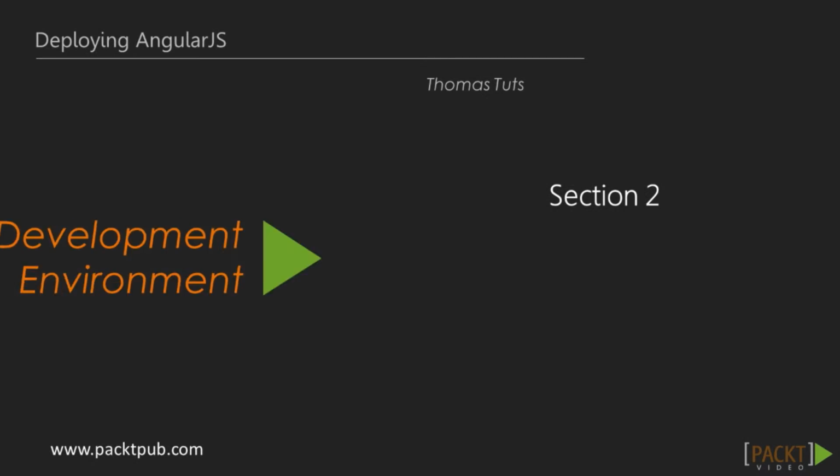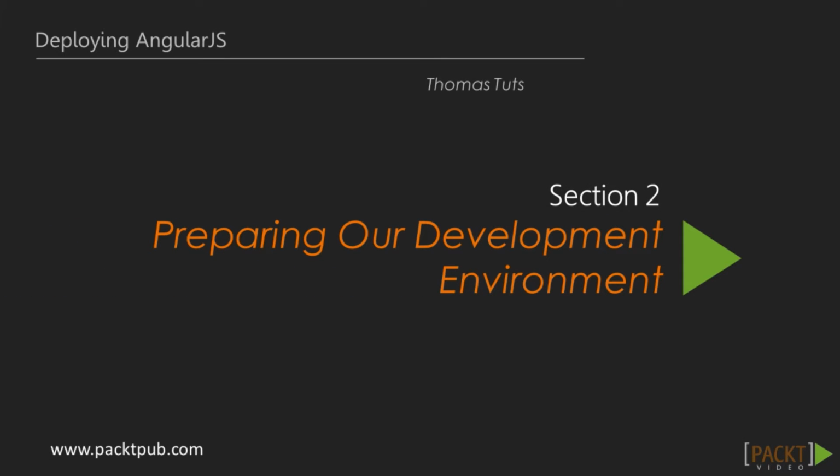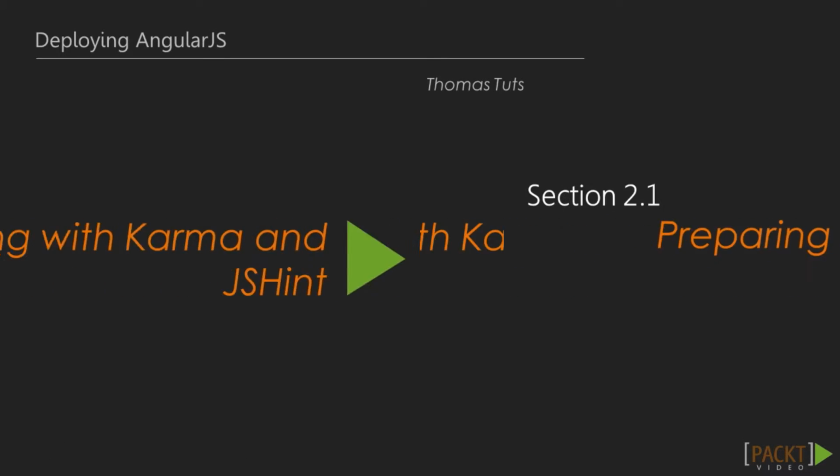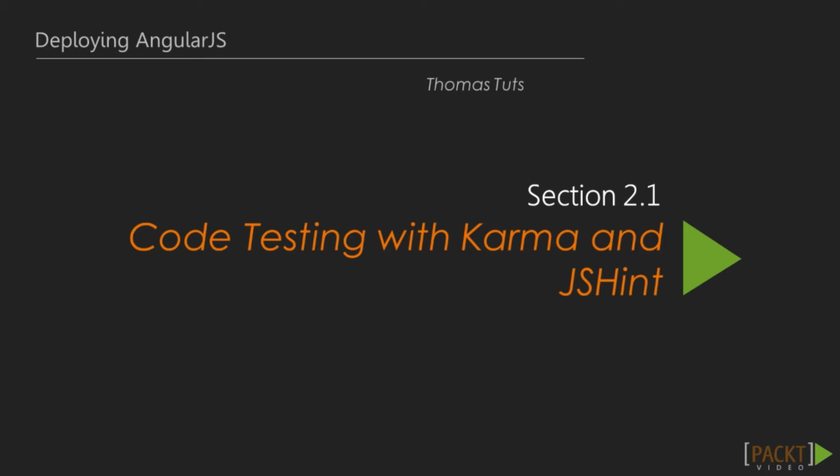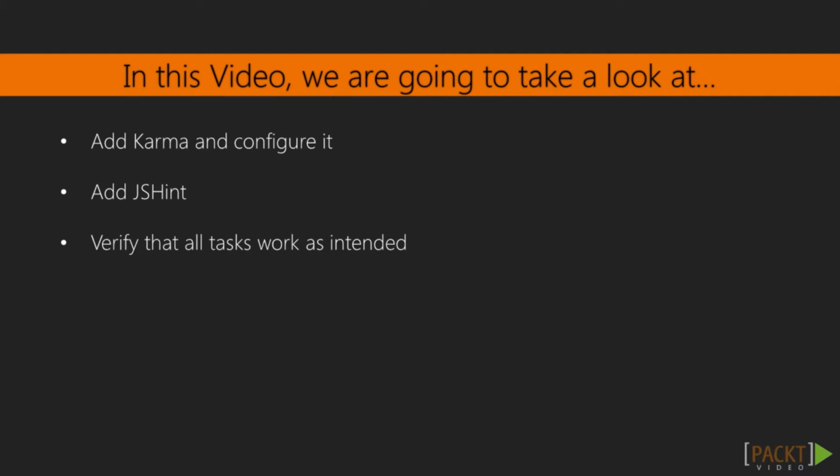This is the first video of section 2 on preparing our development environment. In this video, we're going to set up Karma to run our tests and JSHint to lint our codebase for any code style errors. When you start developing an application, it's always a good idea to set up an ideal workflow beforehand. We will do just that by making sure our code works as intended using unit tests, and by verifying that we write clean code that adheres to conventions using JSHint.